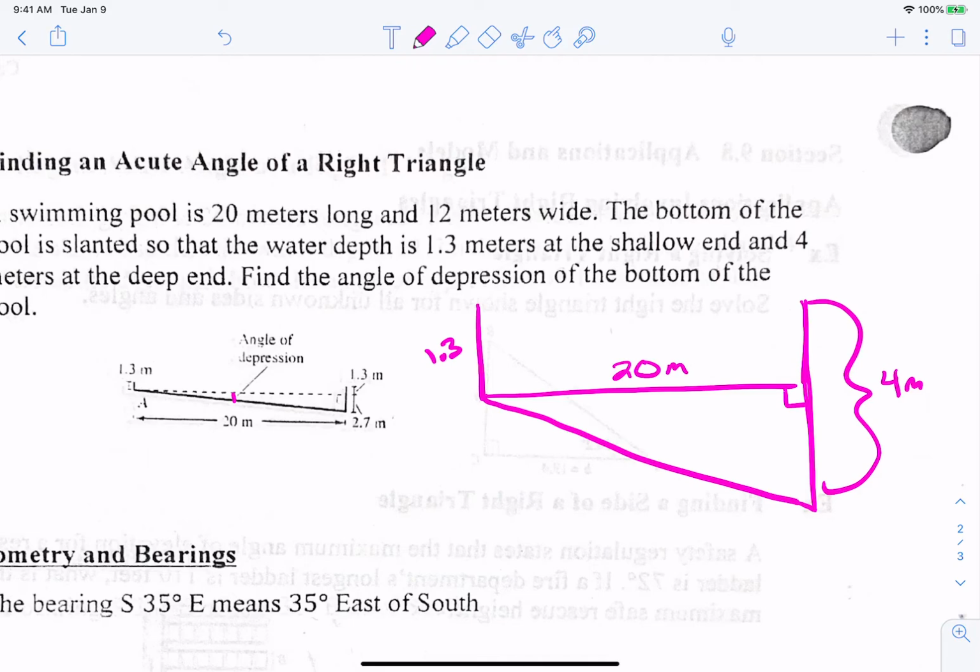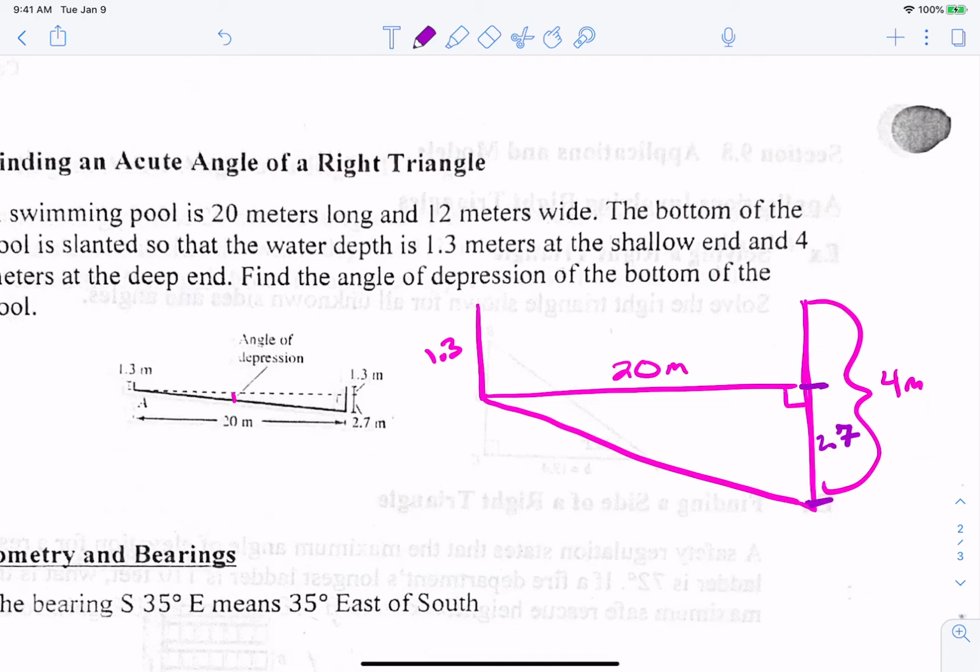Do you see where they have it labeled 2.7? How did they get 2.7, that side of the triangle? It's the pool depth at the deep end, 4, minus the shallow end, 1.3. 4 minus 1.3.